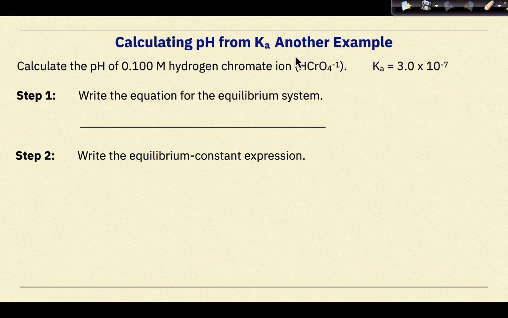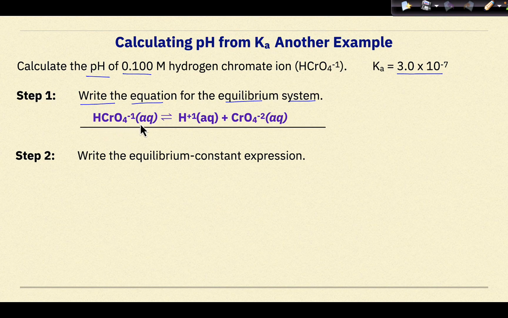Calculating pH from Ka. Another example. Calculate the pH of a 0.100 molar hydrogen chromate, HCrO4-1 ion. Our Ka value is given as 3.0 times 10 to the negative 7. So step 1 is to write the equation for the equilibrium system. So we would write HCrO4-1 ionizes to form the hydrogen ion and the chromate ion.